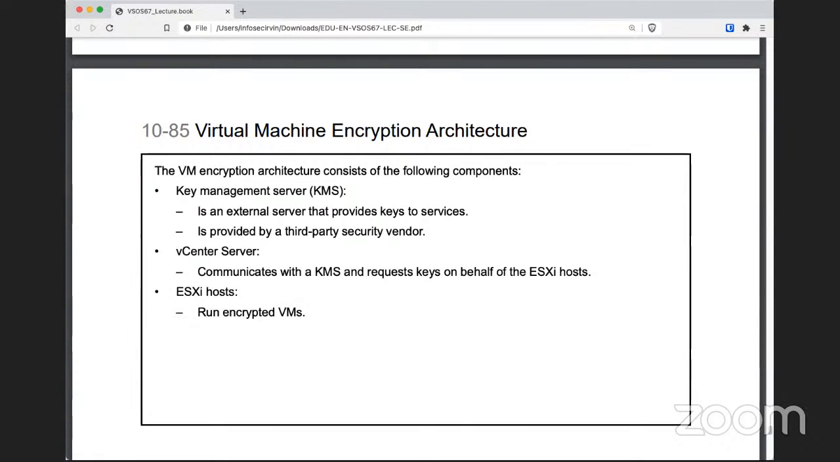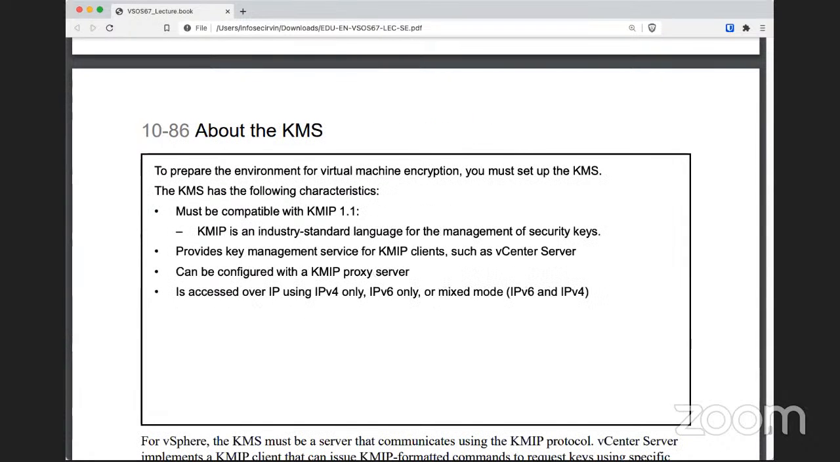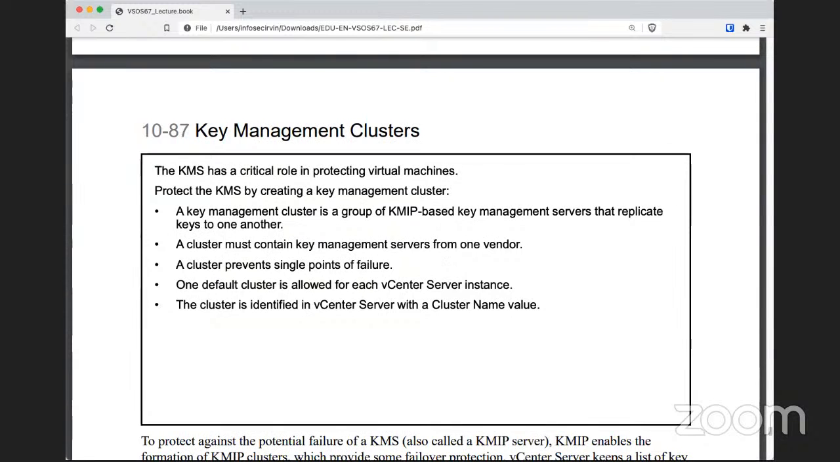The VM encryption architecture, or the way that you can encrypt the VM, would be through the key management server, or KMS, the vCenter server, and the ESXi host. The KMS, or key management system, has a number of characteristics: it can be accessed over IPv4 only, v6 only, or mixed, can be configured with a proxy server, and has certain clients that it can connect with. You can create clusters on this critical role. So in this way, we could separate certain VMs from others.